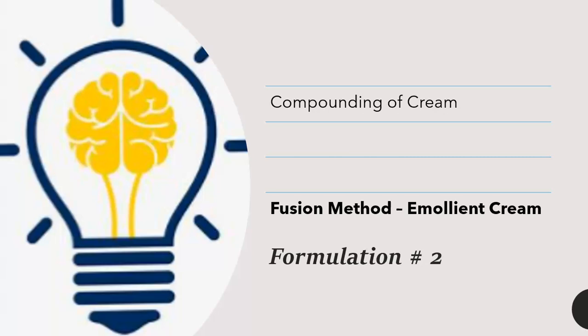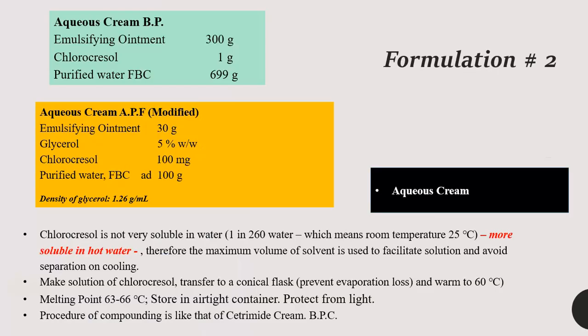Let's move on to an emollient cream, formulation number 2. Now this is aqueous cream BP, which has been modified, the APF version, to include glycerol, 5% glycerol, right? The chlorocresol is the preservative. Take note, it's 100 milligrams. I think it's 0.1%. That would have been in the formulation, because here this formula adds up to 1,000 grams. So if it's 100 milligrams, that's 0.1%, because percentage is out of 100.